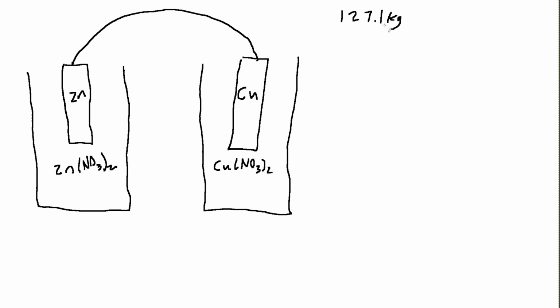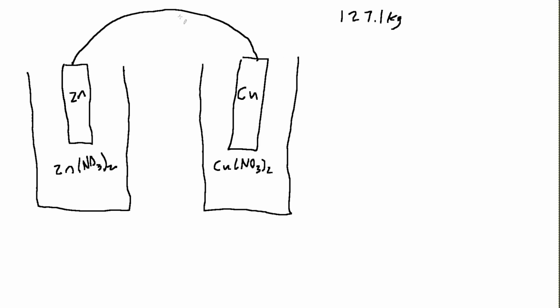Okay, so let's dive right into the first part of this problem. The first question that is asked is why do we see extra copper appearing on the outside of the copper cathode? This is fairly simple and should be familiar to anyone who's in this unit of AP chemistry.